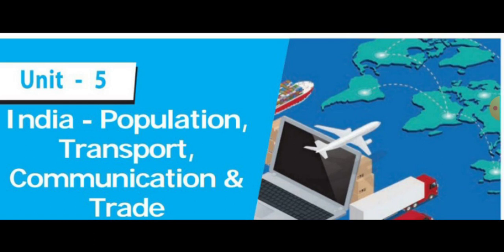And also we learned about pipeline transport. Pipeline transport is used to transport water, natural gas, and oil. All these things are transported through pipeline. Nowadays solids are also transported through pipeline when converted into slurry. Slurry means semi-liquid.